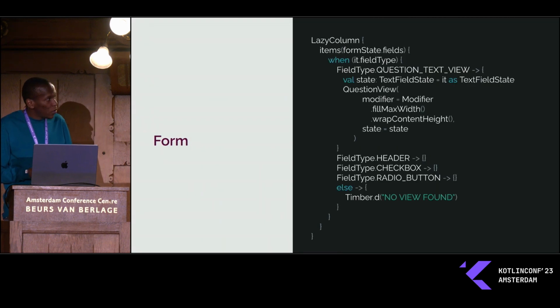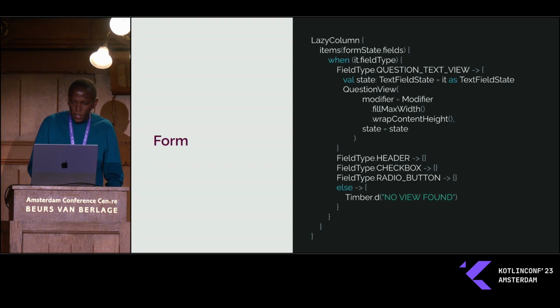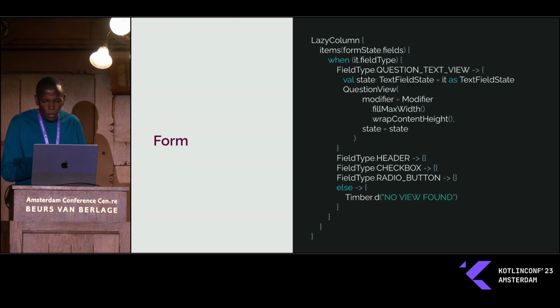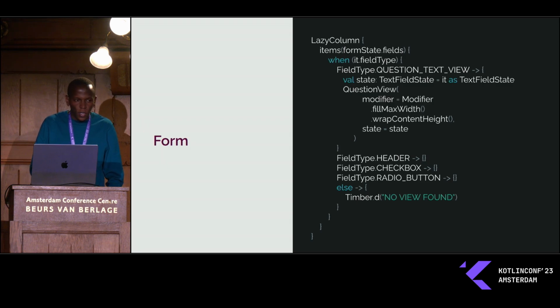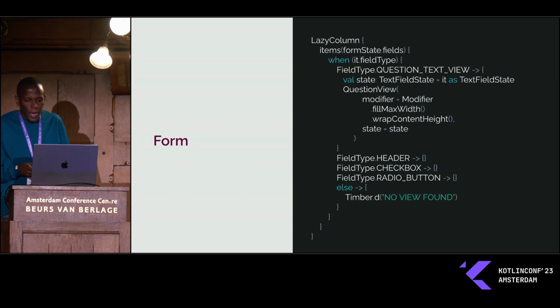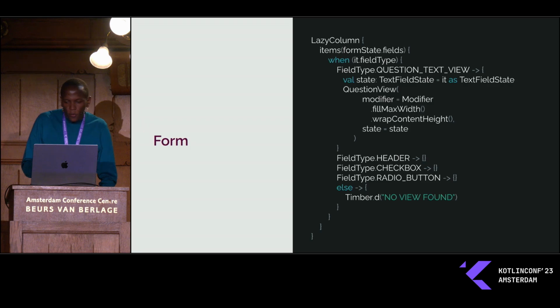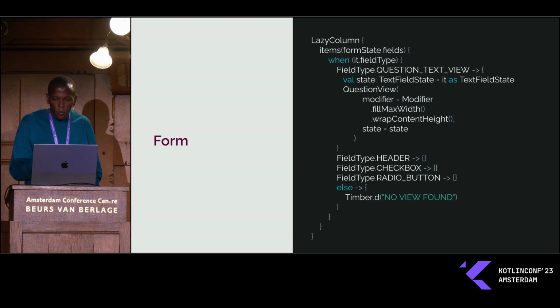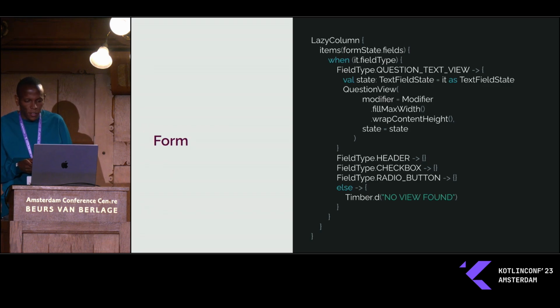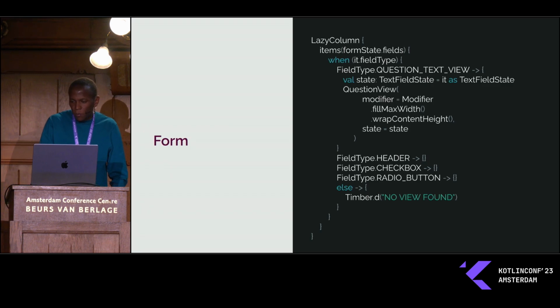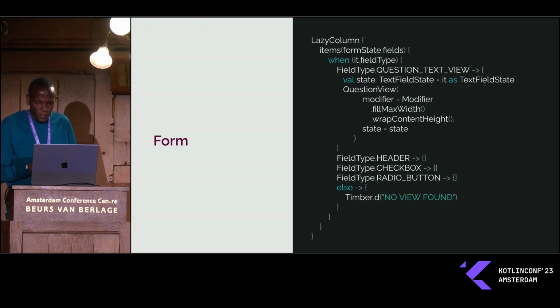Let us look at how the UI code of the form looks. So a lazy column, which is used to represent a list of items. And we have a when block, passing the form state fields, which we saw in the previous slide. So we are checking for the different field types. For example, the question text view, also casting the state to text field state. This is one of the downsides of using a lot of generics. We have to cast the state because at this point, we don't know the type of the state. We also now create our question view, pass the modifier, and also pass the state.